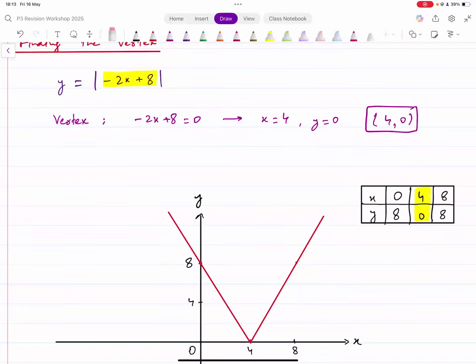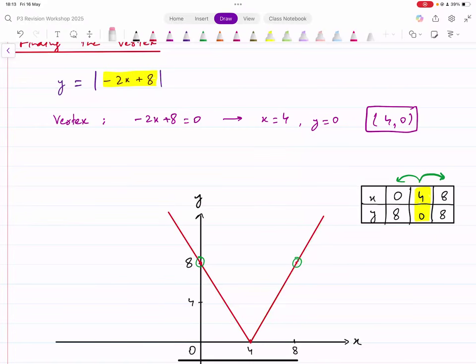And then all you have to do is take 1 point to the left of the vertex and 1 point to the right of the vertex. In this case, we got (0, 8). That was 1 point. Another point on the right side, that was (8, 8). And then starting from the vertex, draw a line in this direction. Starting from the vertex, draw a line in this direction, and that gives you the graph.